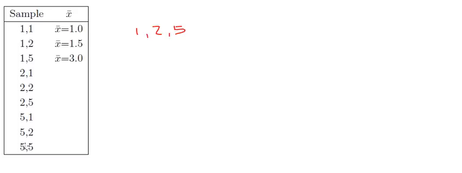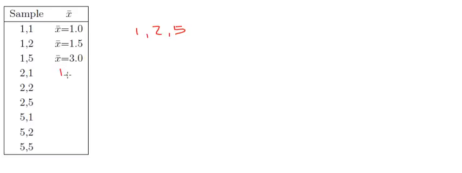So these are all the possible samples with repetition. I can have a 1 and a 1, a 1 and a 2, a 1 and a 5, and then a 2 and a 1, and so forth. So these are all the possible samples, and I'm going to calculate the sample mean for each one. And so I've done it for the first 3. Sample mean for 1 and 1 is just 1. The average of 1 and 2 is just 1.5. The average of 1 and 5 is 3. So I'm just going to do that going down.